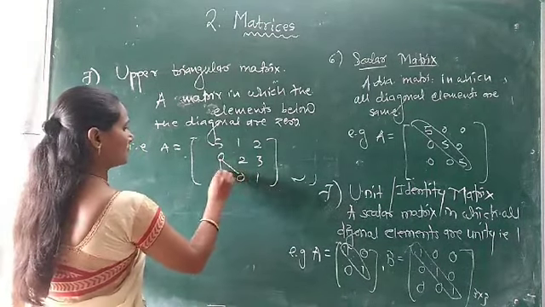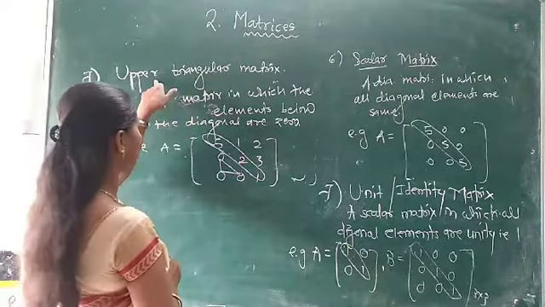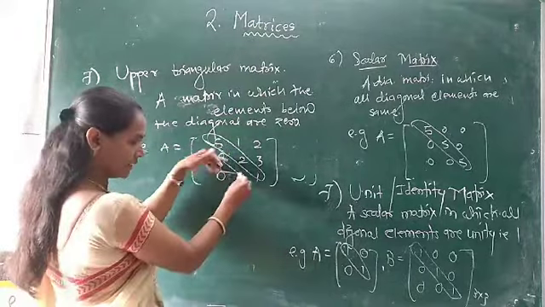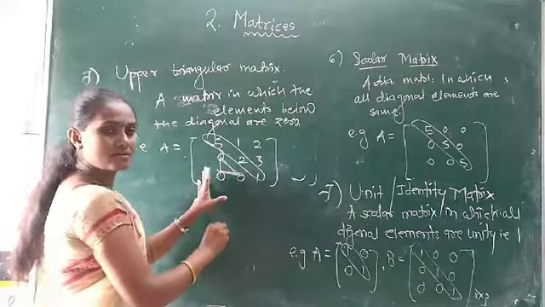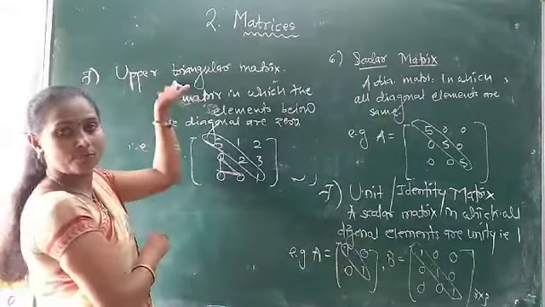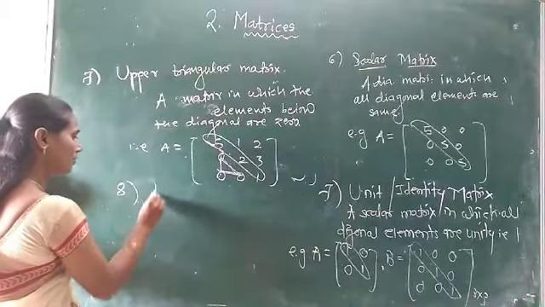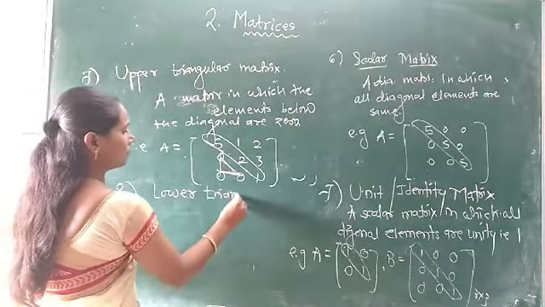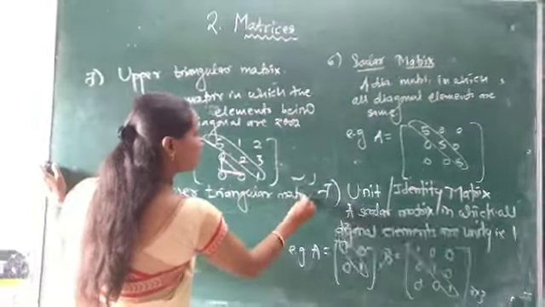So this is our diagonal elements, and what is meant by upper triangular matrix? In which the elements below the diagonal, so these are the elements below this diagonal, are 0, then the matrix is said to be an upper triangular matrix. Now next one is lower triangular matrix. So what is meant by lower triangular matrix?